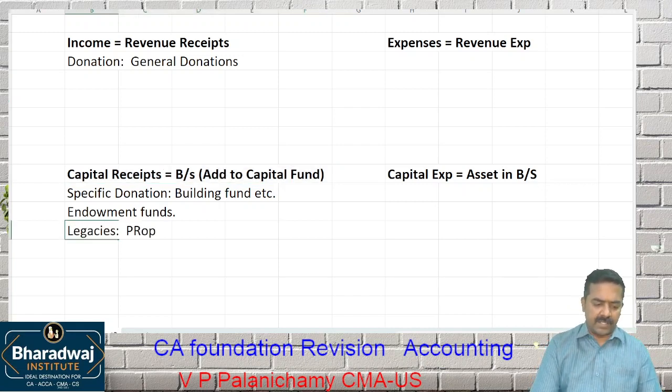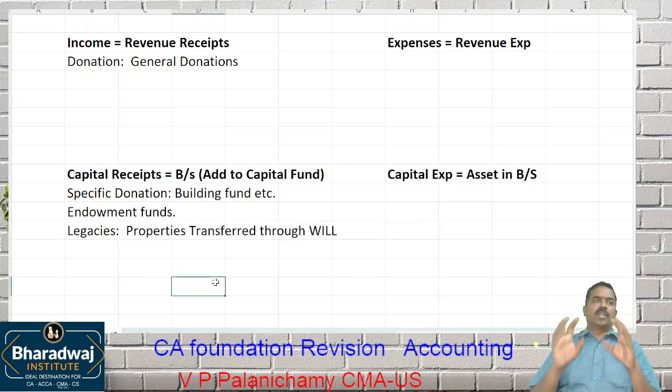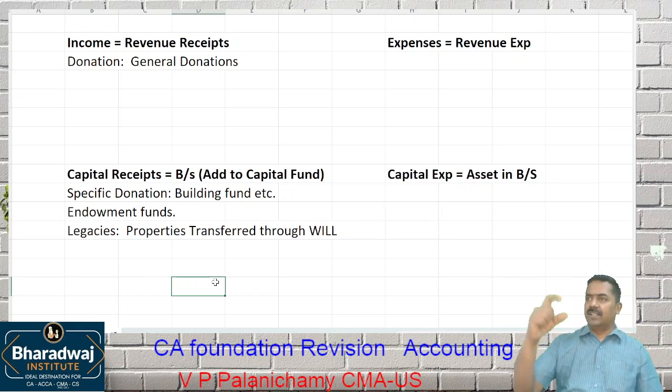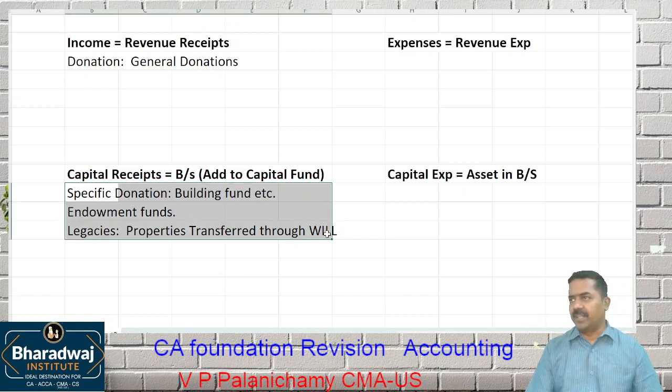Then sometimes legacies. Legacies are nothing but properties transferred through a will. What do you mean by properties transferred through a will? For example, you are a member of a club, and you are writing a will: after my death, these 5 properties will belong to this particular trust. After your death, the property will pass on to the trust. Are they income or capital receipts? They are capital receipts. So that will be taken to the balance sheet.